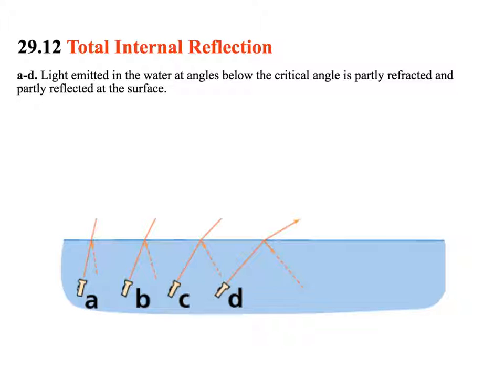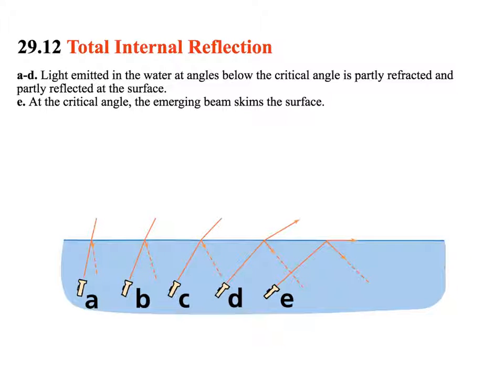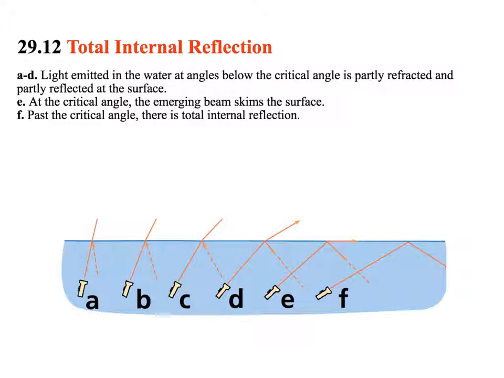A through D, light emitted in the water at angles below the critical angle is partly reflected and partly refracted at the surface. So you see A through D, the angle gets greater and greater, but it's still reflecting and refracting. At the critical angle, the emerging beam skims the surface. So it goes up at the critical angle, and then the beam just skims the surface now. Right there. Past the critical angle, once we get past that point, there is total internal reflection, making it bounce through.